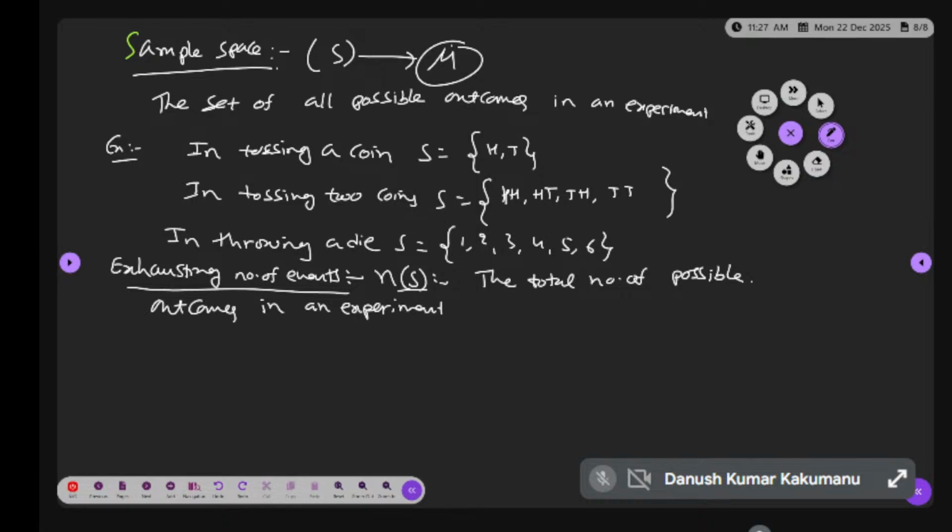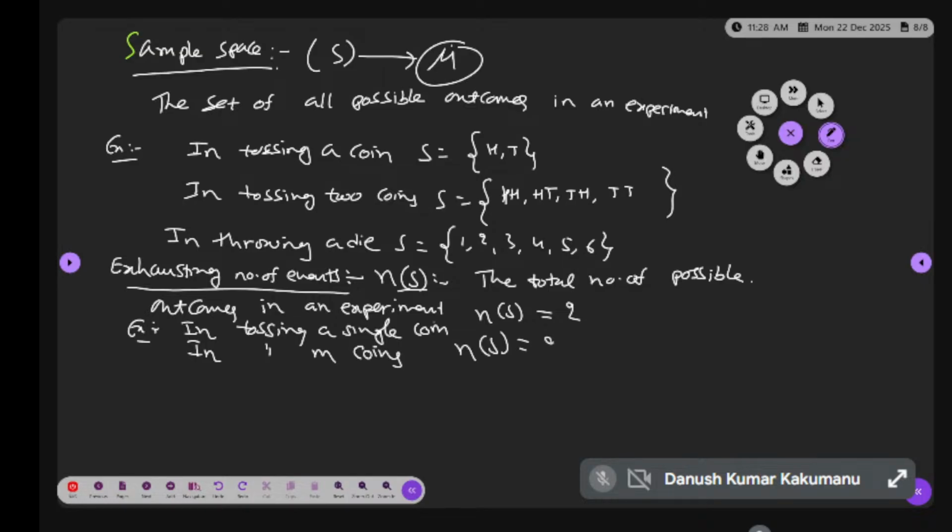The total number of possible outcomes in an experiment is called the exhaustive number of events. Is it clear? Let us take an example. In tossing a single coin, what is the n(S)? 2. Single coin is 2. Two coins? 4. Three coins? 8. Some of you are saying 6, but it is 8. Four coins? 16.